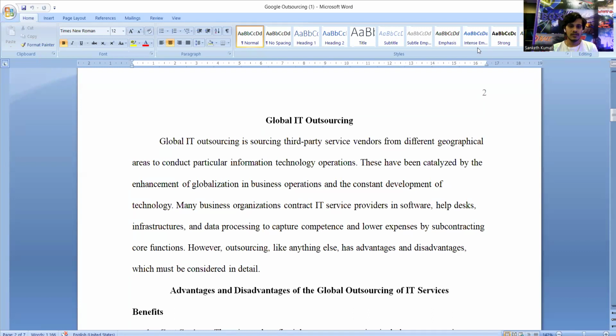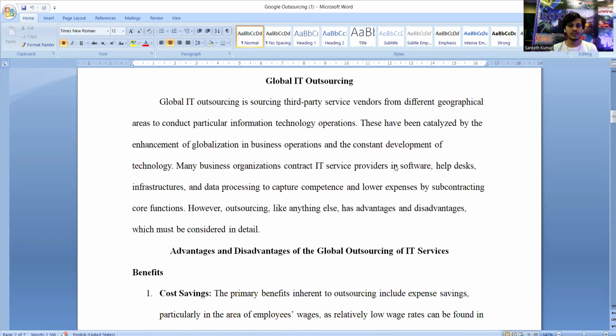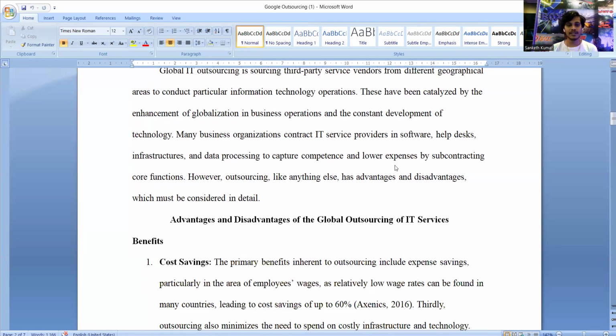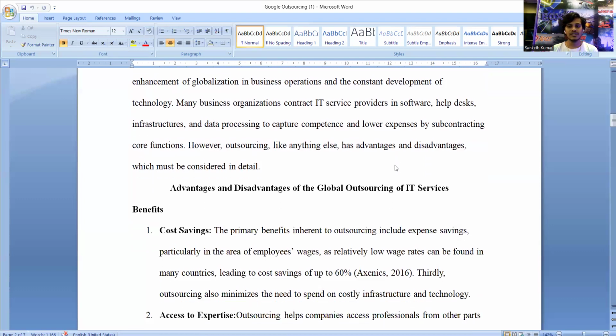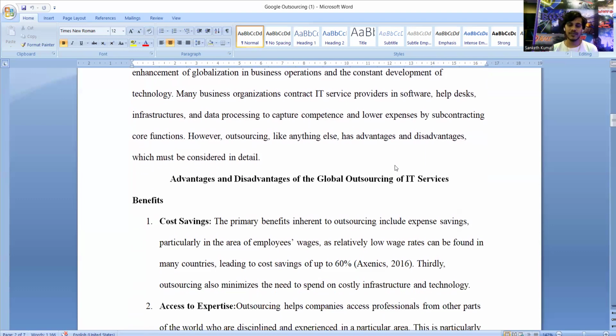Global IT outsourcing. Global outsourcing is sourcing third-party service vendors from different geographical areas to conduct particular information technology operations. These have been catalyzed by the enhancement of globalization in business operations and the constant development of technology. Many business organizations contract IT service providers for software, help desk, infrastructure, and data processing to capture competence and lower expenses, like subcontracting core functions. However, outsourcing, like anything else, has advantages and disadvantages, which must be considered in detail.